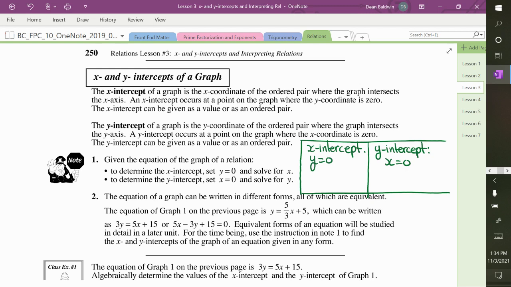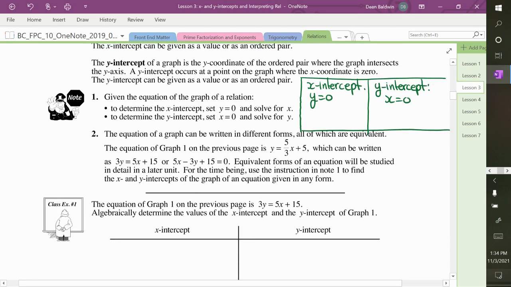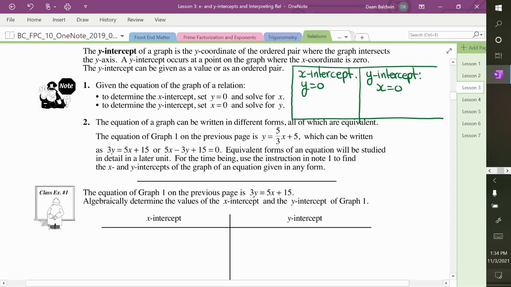Okay? It will show up in this course again. It will show up in grade 11. It will show up in grade 12. It will show up forever. The x-intercept has a y-coordinate of 0, and the y-intercept has an x-coordinate of 0. So what that means is if I give you an equation or a relation such as 3y is equal to 5x plus 15, and I say, what are the x and y intercepts? You can calculate them.